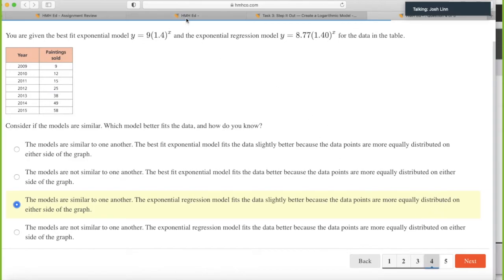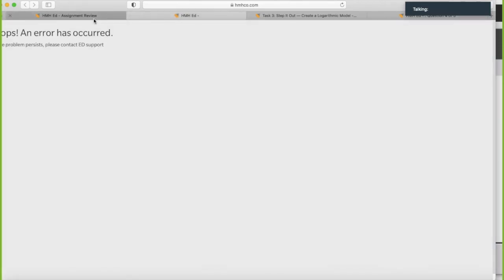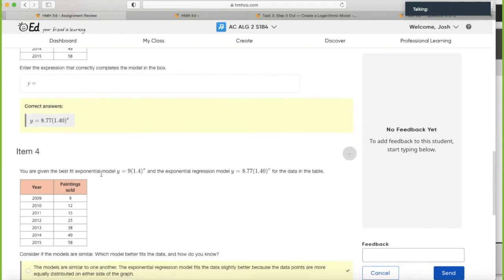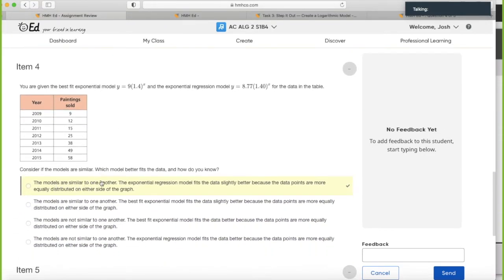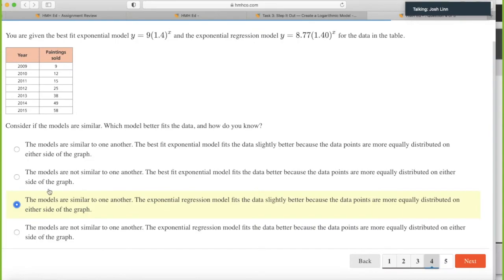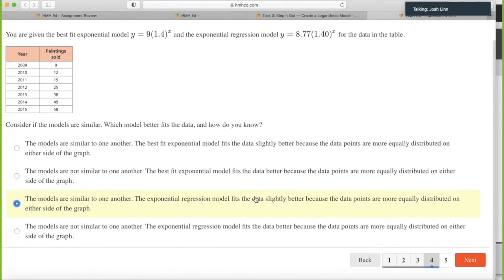So let's see what they said. They said the exponential regression model fits the data slightly better, as opposed to the exponential model. That's what I said, right? Yeah, the exponential regression model. So there you go.